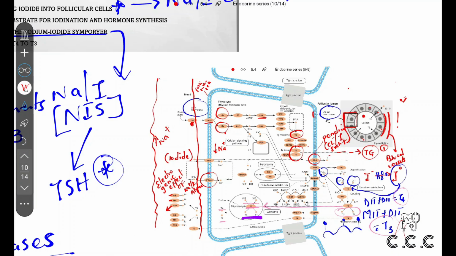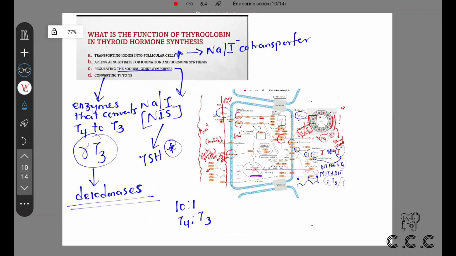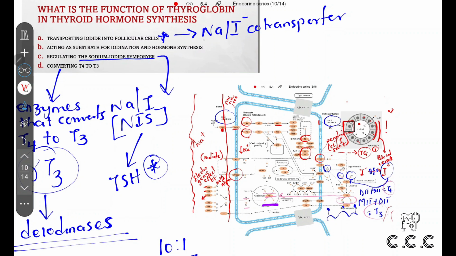So eventually, option B is the correct answer.